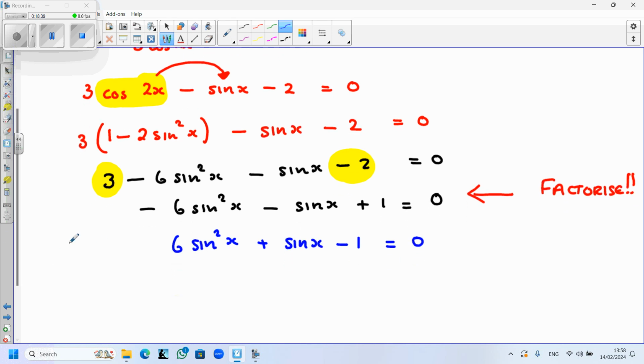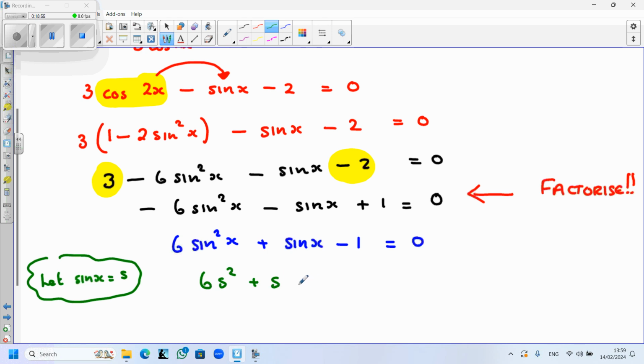So we want to factorise this. I don't like all these sin squares and things around. So I'm just going to say let sin x equal s, and it simplifies all of this. So what I've got then is 6s squared plus 1s minus 1 is equal to 0. So we want to factorise that. So I'm looking for factors that multiply to give me 6 times minus 1, which is negative 6. The negative 6 tells me that the factors will have different signs. So I'll just write down the factors just now.